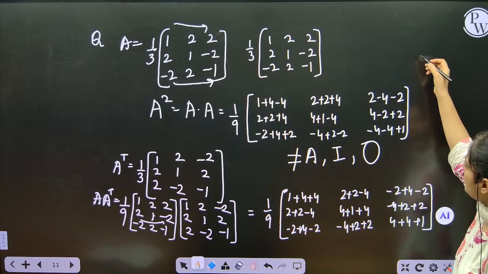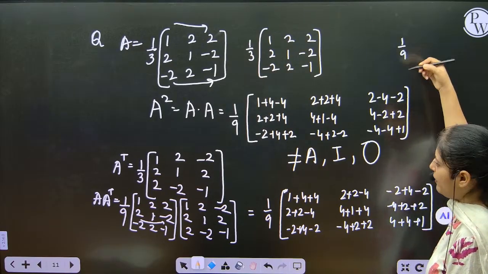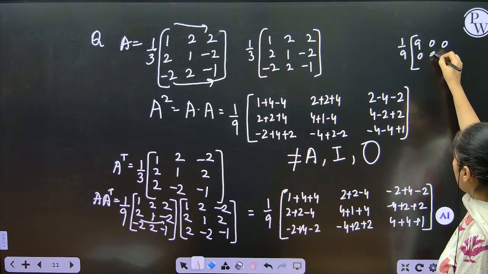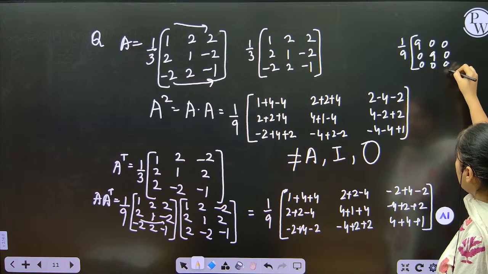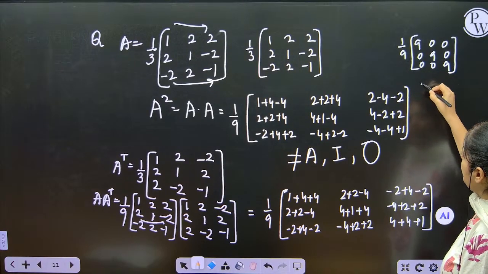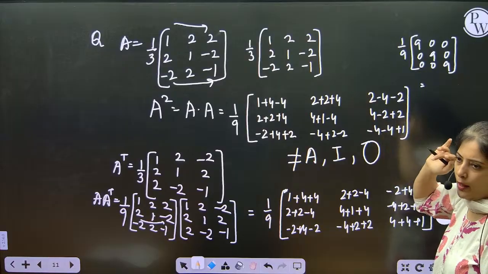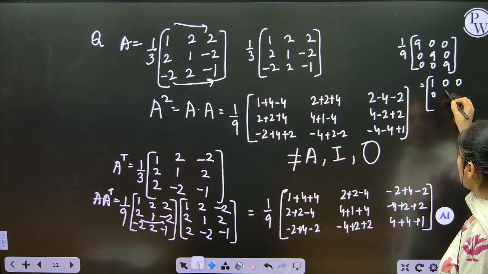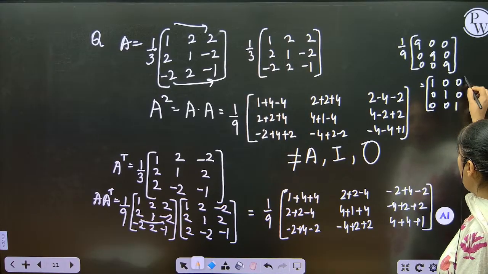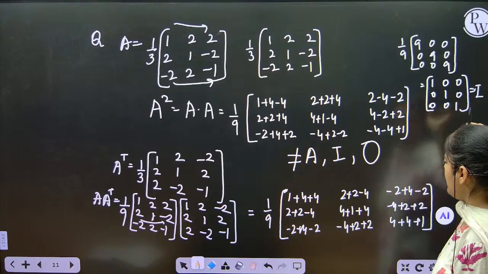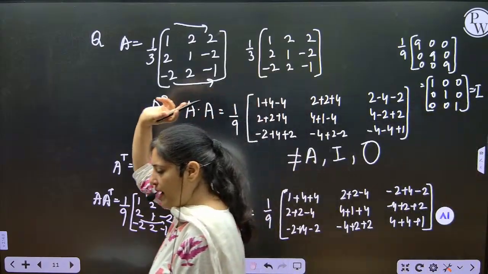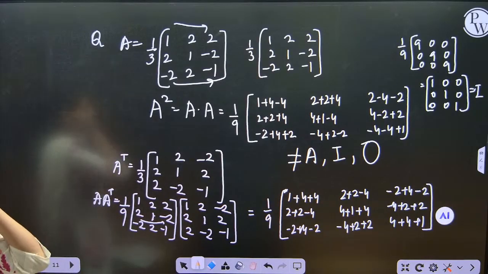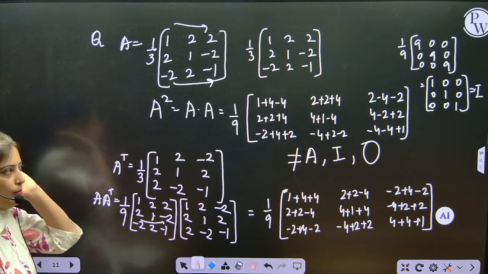So I'm writing it here only so that I don't have to turn the page for you people. 9, 0, 0, 0, 9, 0, 0, 0, 9. Now 1 by 9 will be multiplied, or 9 will be divided. So what will it come out to be? 1, 0, 0, 0, 1, 0, 0, 0, 1, which is nothing but the identity matrix. And if A transpose A is coming out to be the identity matrix, that is nothing but an orthogonal matrix. Yes or no?